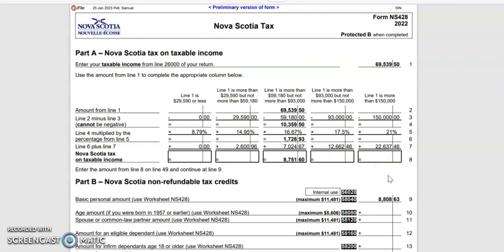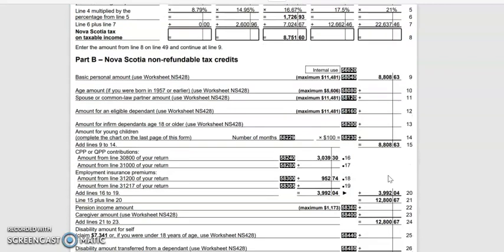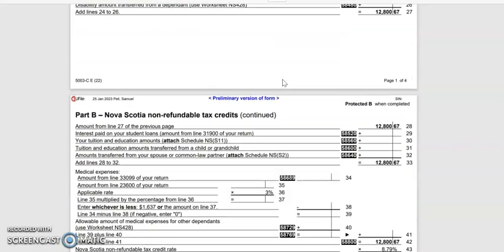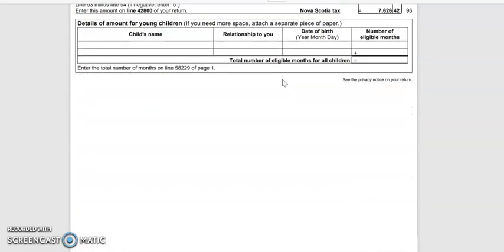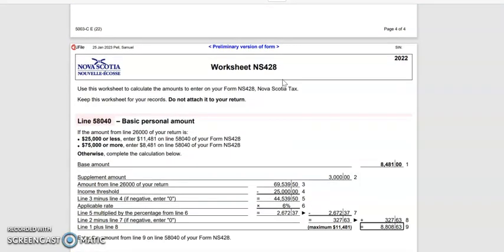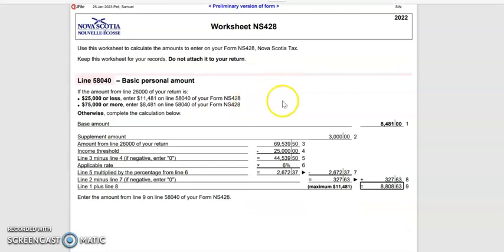Okay, so now we have the basic personal amount from Nova Scotia, and it says use worksheet NS428. So if you remember, the maximum that you can have here is your 11,481, but that includes that extra 3,000. So we need to go to the worksheet. So we're going to scroll down to the worksheet. There's the worksheet. Okay, so now we need to figure out what the basic personal amount is.